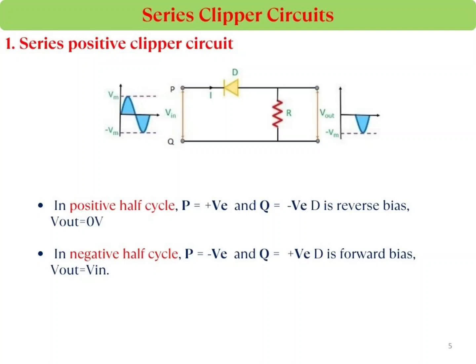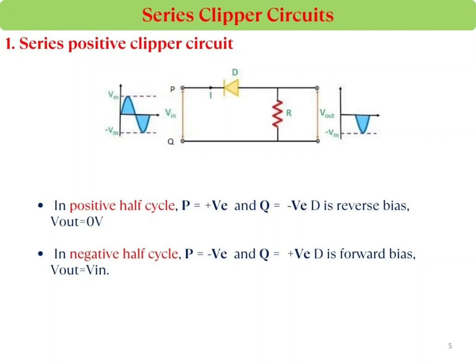First one is the series clipper circuit. In the series clipper circuit, it is classified into four types, and first one is the series positive clipper circuit. Here the diode is connected in series with the output. So the positive half of the input waveform reverse biases the diode. So it acts as an open switch and all the applied input voltage drops across the diode. So it provides no output voltage for positive half of the input waveform.